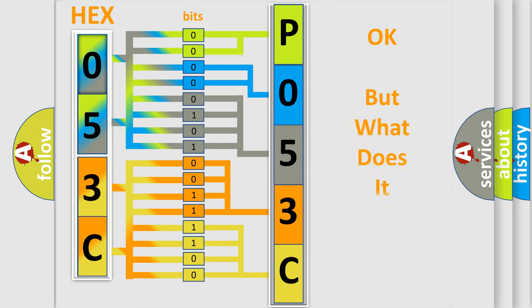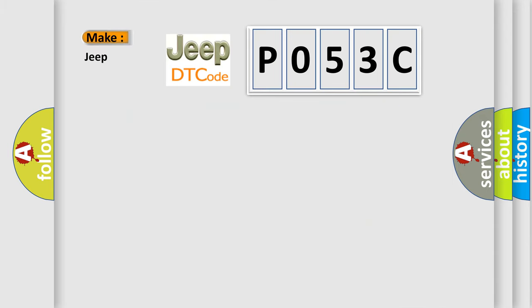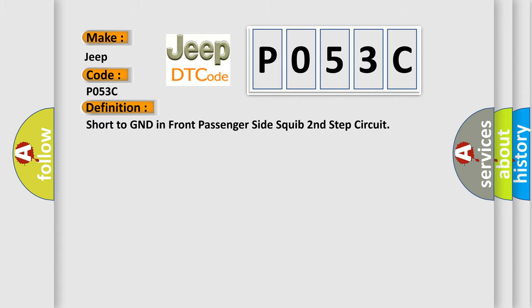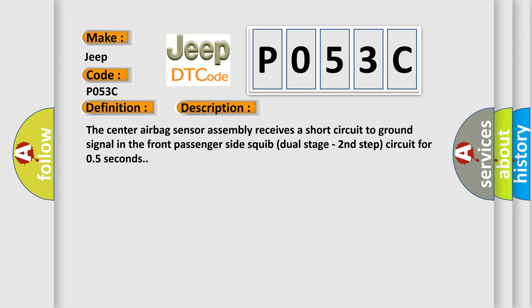The number itself does not make sense to us if we cannot assign information to what it actually expresses. So, what does the diagnostic trouble code P053C interpret specifically for Jeep manufacturers? The basic definition is short to GND in front passenger side squib second step circuit. And now this is a short description of this DTC code. The center airbag sensor assembly receives a short circuit to ground signal in the front passenger side squib dual stage second step circuit for 0.5 seconds.